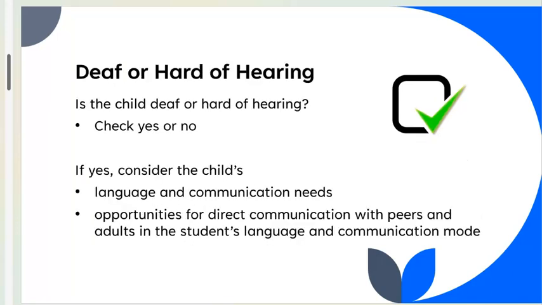And then deaf or hard of hearing. Is the child deaf or hard of hearing? Again, check yes or no. If yes, you would need to consider the child's language and communication needs. So how do they communicate? And then what opportunities for direct communication with peers and adults does the child have using that communication mode? For a child who is deaf or hard of hearing, again, you would have a consultant for the deaf or hard of hearing involved, and that person would be a support.